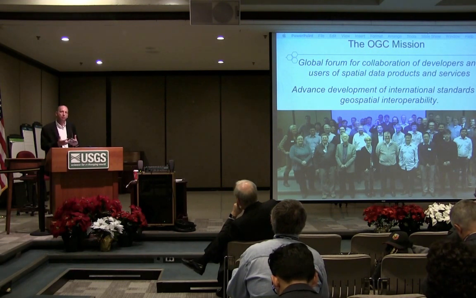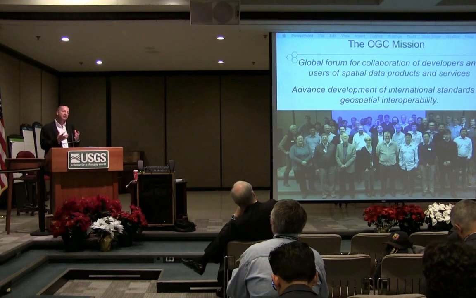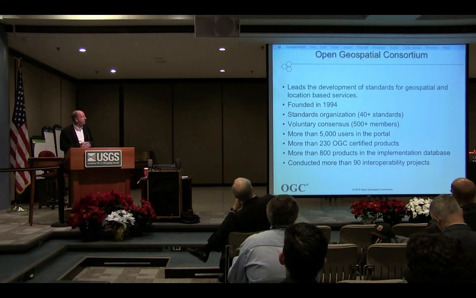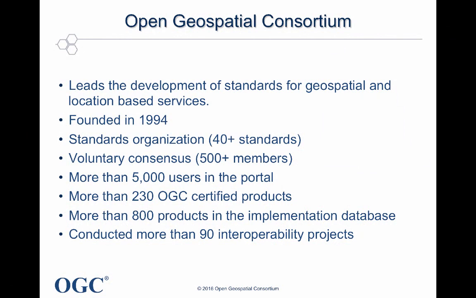How do we get there is a social process of gathering folks together, the best software developers of geospatial in the world assembled for Testbed 12, producing what is going to become standards in our standards program. So that's the mission of OGC, the full exploitation of location information in a variety of missions. You may know some of this history about OGC, founded in '94, 40 plus standards, 500 plus organization members, 5,000 users in the portal, 230 OGC certified products, an additional 800 that claim implementation. We hope those move towards certification.